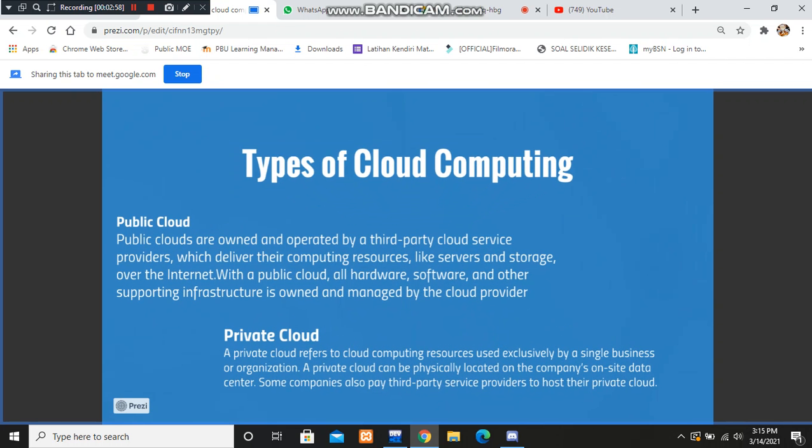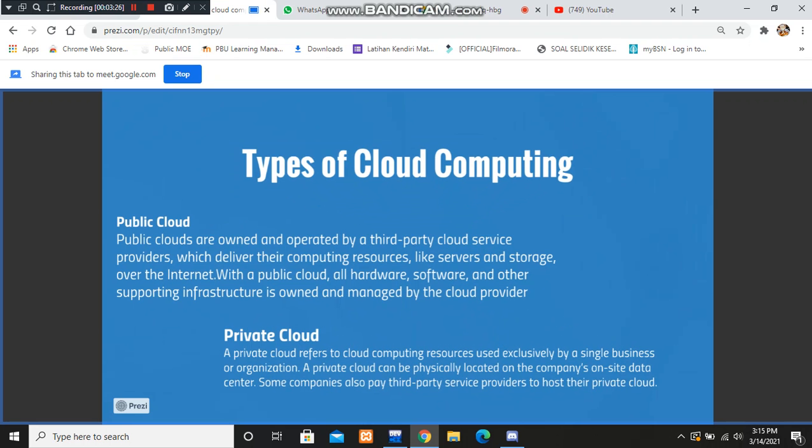Types of cloud computing. Firstly, public cloud. Public clouds are owned and operated by a third-party cloud service provider, which delivers their computing resources, like servers and storage, over the internet. In a public cloud, all hardware, software, and other supporting infrastructure is owned and managed by the cloud provider.